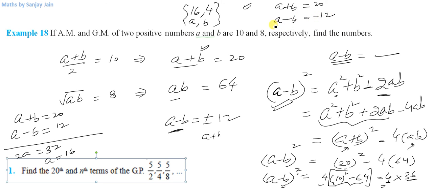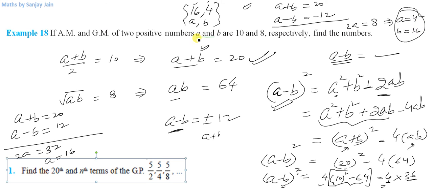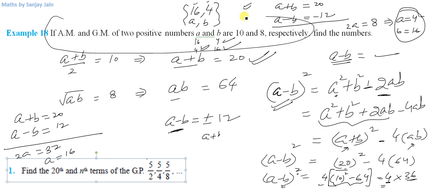Now if I add these two, I'll get 2a equals 8, right? And that will give me a equal to 4, and obviously b will be equal to 16 because their sum is 20. So one of the answers is 16 comma 4, the other is 4 comma 16. That is, a is 16, b is 4, or a is 4, b is 16. In both the cases, the given statement is valid. So this was about examples of this exercise. In the next lecture, we will do the exercise. Which exercise is this? This is exercise 9.3.